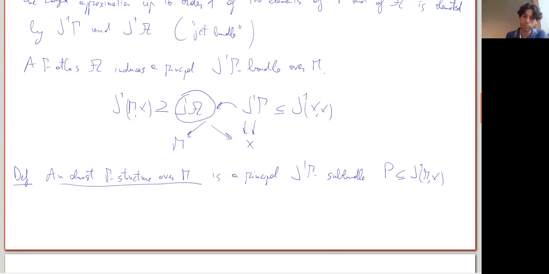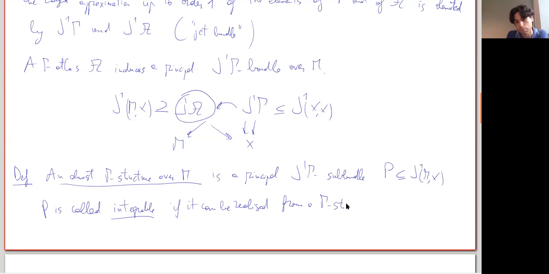So what I'm asking is just that I'm given a pseudogroup gamma on X, a manifold M, and then I can consider this principal bundle, which is always there. I'm just considering a principal subbundle for the groupoid J1 of gamma. I'm not claiming that there is a gamma atlas involved and that P is of this form. Of course, when P is of that form, this will be the special case that we are interested in. So P is called integrable if it can be realized from a gamma structure A, meaning that P equals J1 of A. So in that case, we really are in that situation here.